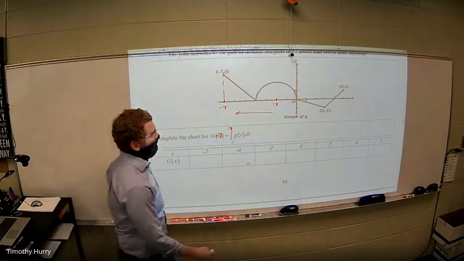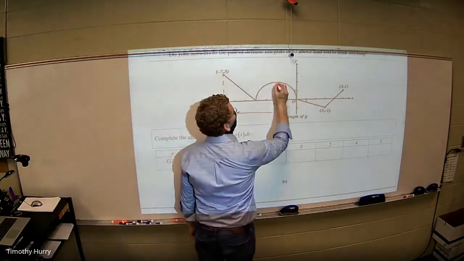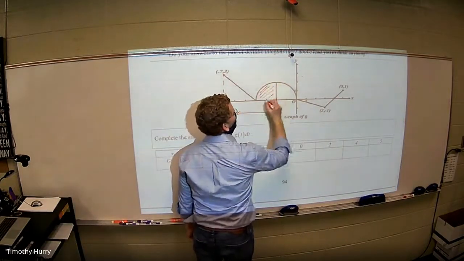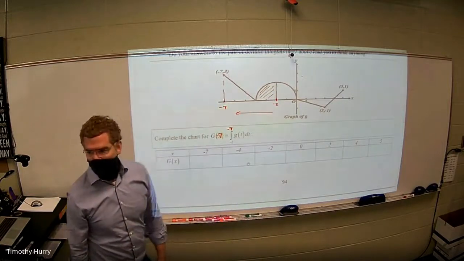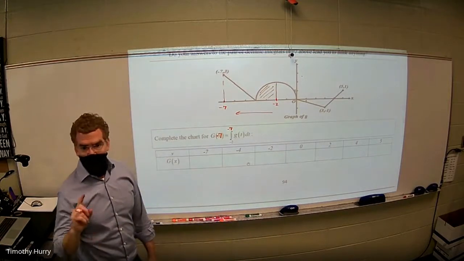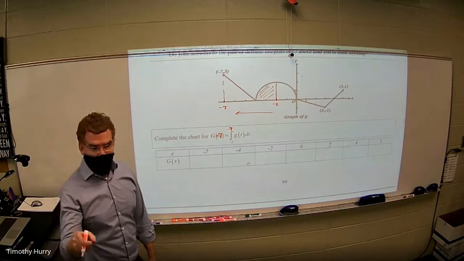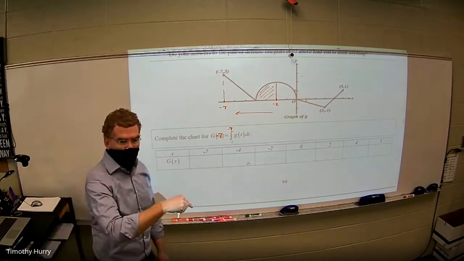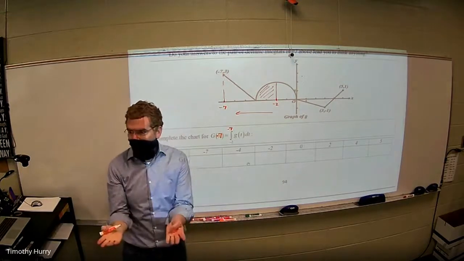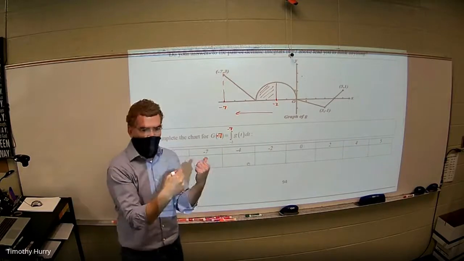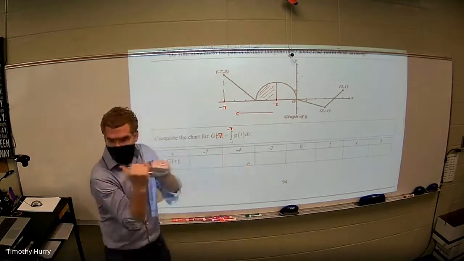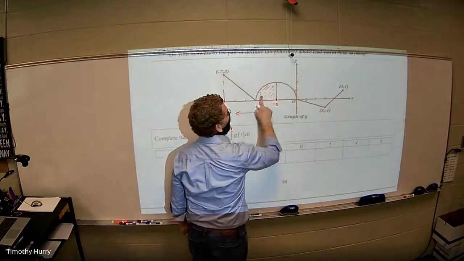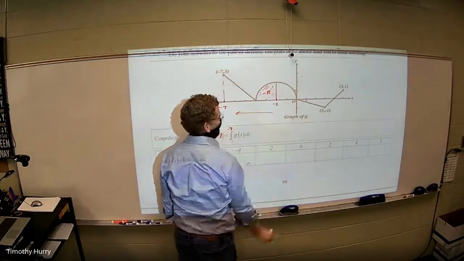So what areas do I have first? Right here. That's an area of what? That is a negative pi, because it's 1/4 of the circle. The circle's 4 pi, right? Pi r squared. And it's 1/4 of that. But since you're heading left, anything above is a negative.